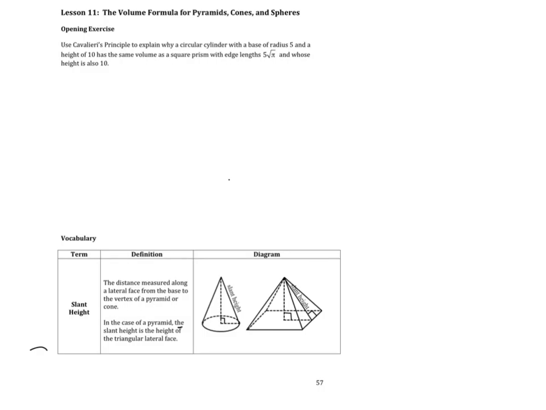Unit 7, Lesson 11, the volume formula for pyramids, cones, and spheres. There are two student outcomes. One is that students use Cavalieri's principle and the cone cross-section theorem to show that a general pyramid or cone has the volume of 1/3 capital B times h, where B is the area of the base and h is the height, by comparing it with a right rectangular pyramid with base area capital B and height h.